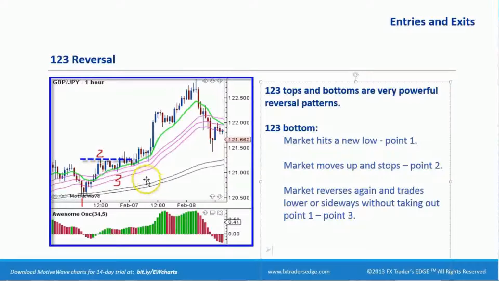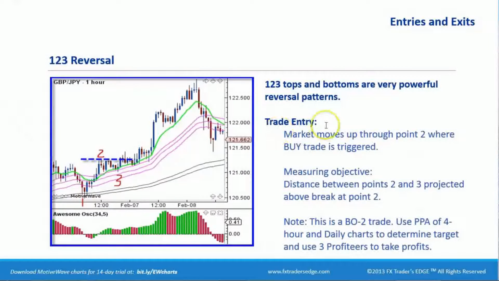The 1, 2, 3 kicks off the end of trend trade. It's a very good reversal pattern. And once price moves back over the point 2 high, that's when you buy the market. That's the essence of the 1, 2, 3 reversal. So what is the trade entry? The market moves up through point 2 where the buy trade is triggered, and the measuring objective is the distance between points 2 and 3 projected above the break from point 2 on up.